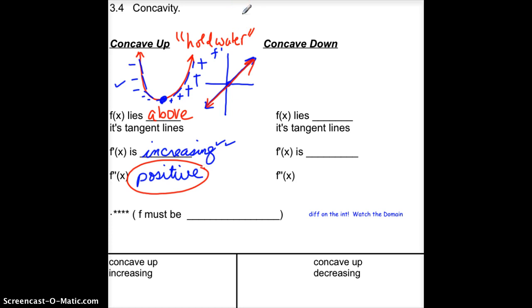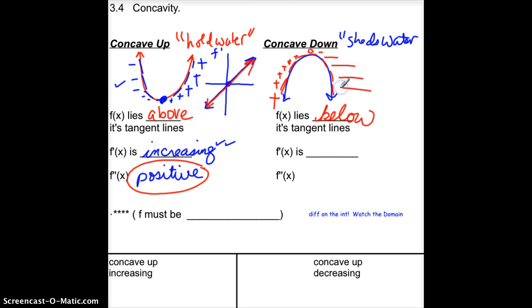Concave down, similarly, looks like this, and we sometimes say that it sheds water. The graph of f of x for a concave down function lives entirely below its tangent lines. I'm drawing the tangent lines right here in red. So f of x lies below its tangent lines. Likewise, the derivative right here is very positive, less positive, less positive, 0, slightly negative, more negative, more negative.